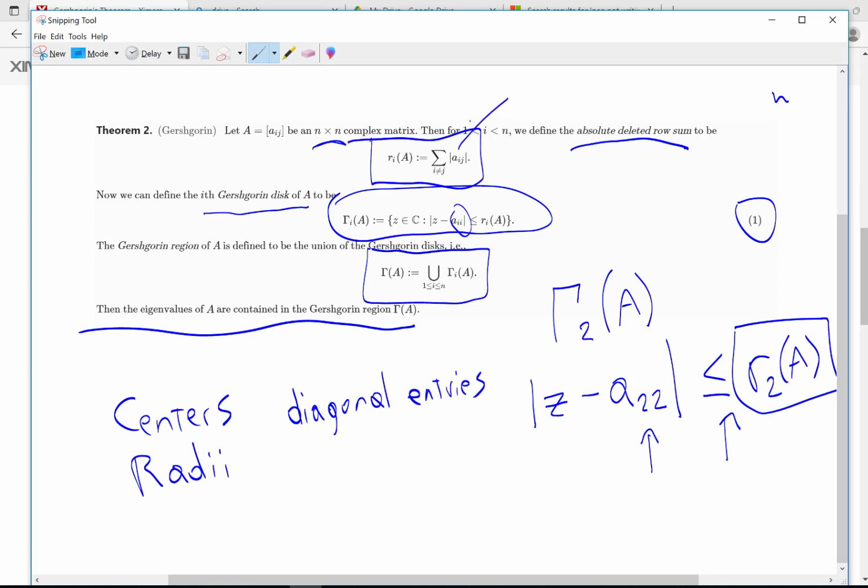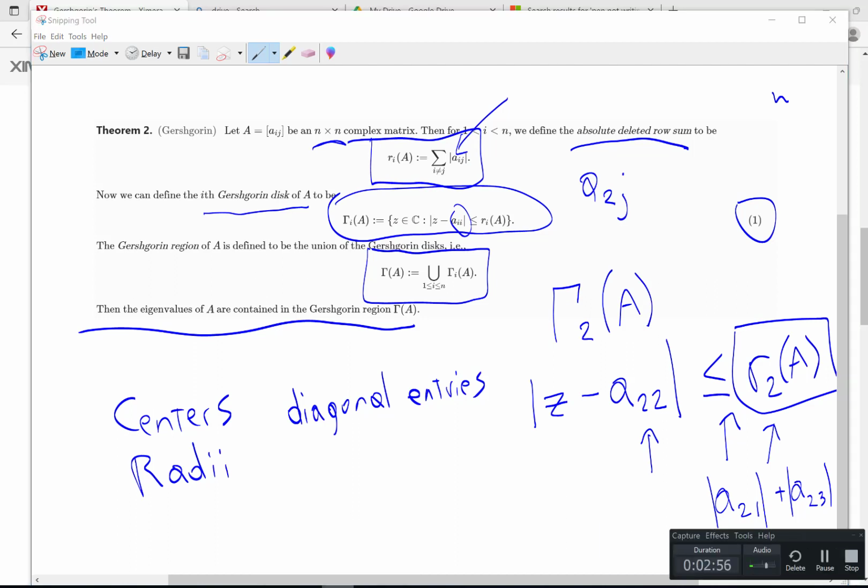It's a sum of certain entries. These entries would be A row 2, because i is 2, and then whatever j is. Now j can be anything except i. So basically, R2 of A would be A row 2 column 1 plus A row 2 column 3, except that you want to take the absolute values of those things. And so we'll see how this all works now in this next example.